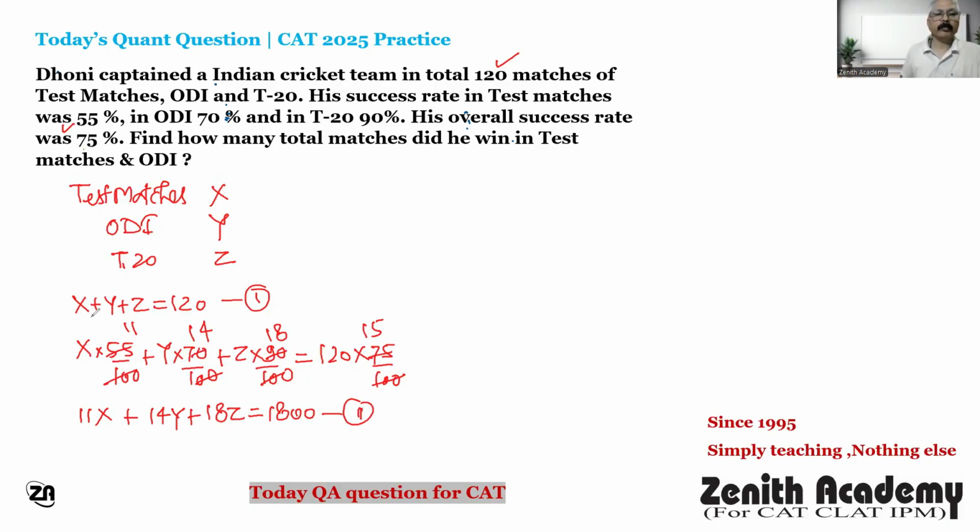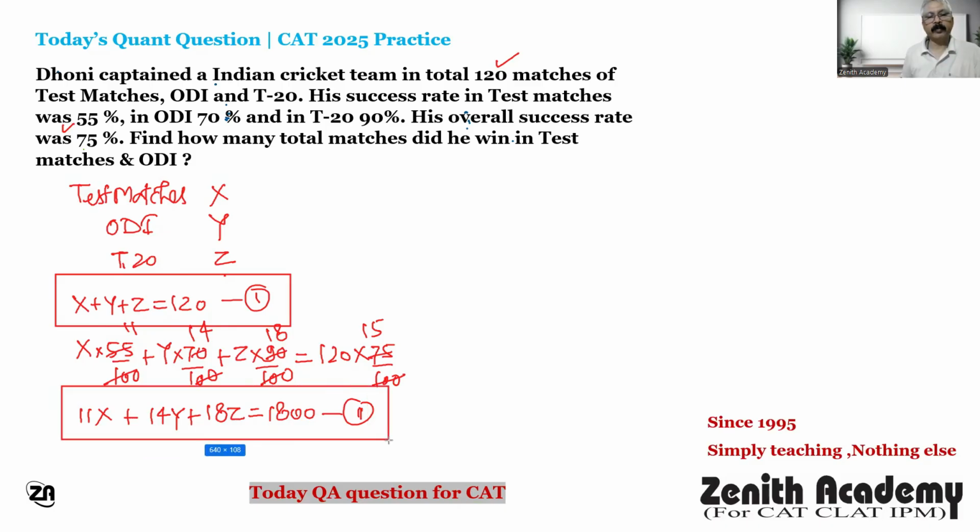Now look, in equation number 1, there are 3 unknown variables, x plus y plus z equals 120, and in equation number 2 you have 3 unknown variables x, y, z. So prima facie, many of you can answer that this question cannot be determined, because there are 3 unknown variables and you have only 2 equations.